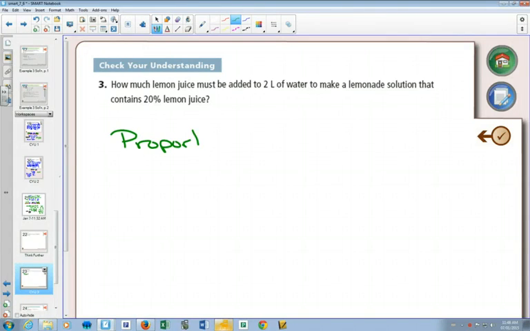We will call these ones proportion questions.